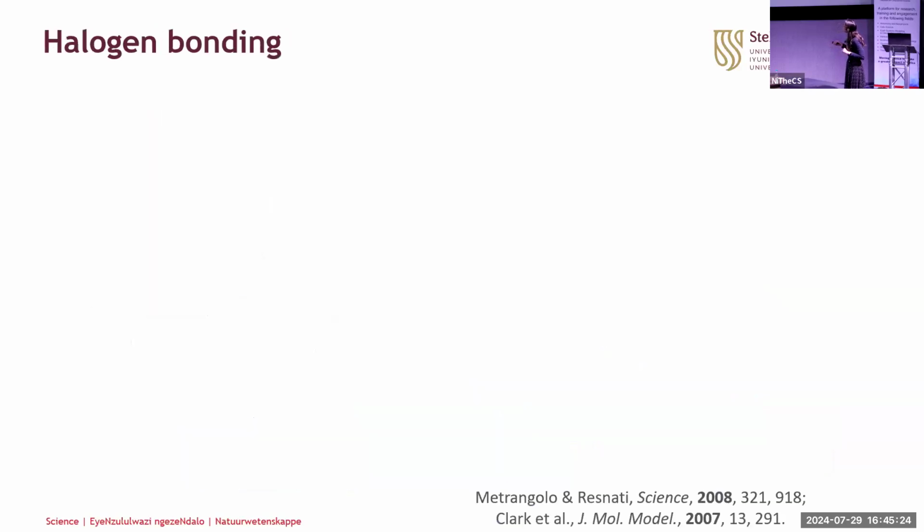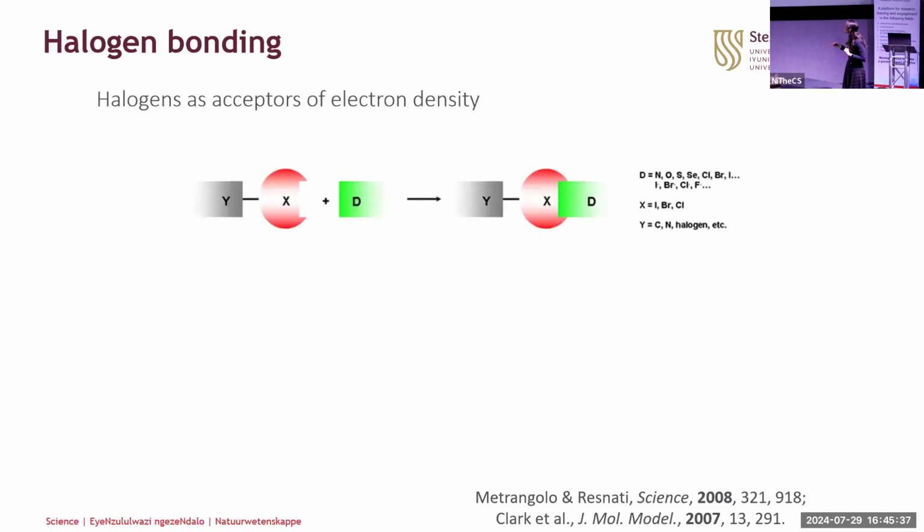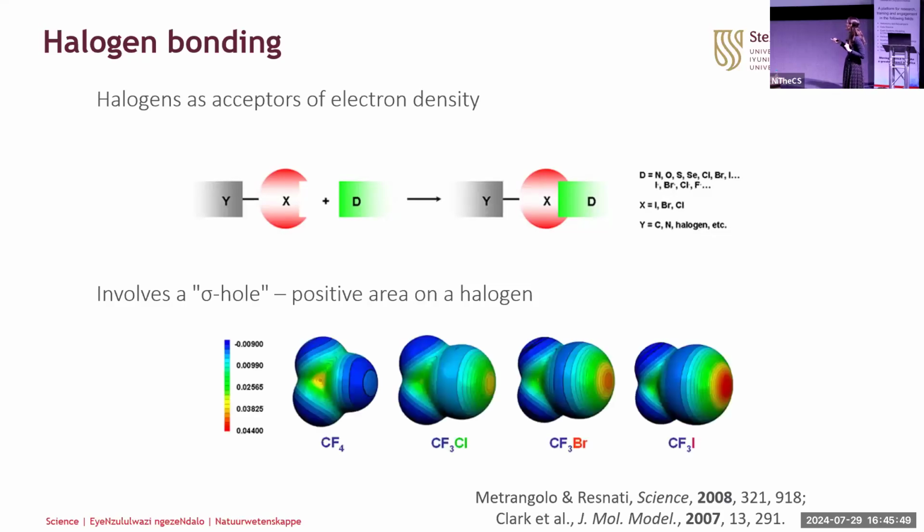So, okay. I will skip the last thing. I'm just going to quickly talk about halogen bonding. I've mentioned hydrogen bonding. Halogen bonding is a very similar thing, where instead of having a hydrogen atom that's interacting with a donor, we have a halogen atom that interacts with a donor. And this has to do with something called a sigma hole, which is a positive area on the halogen.